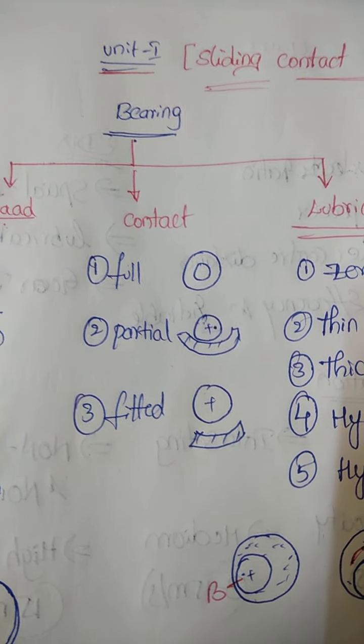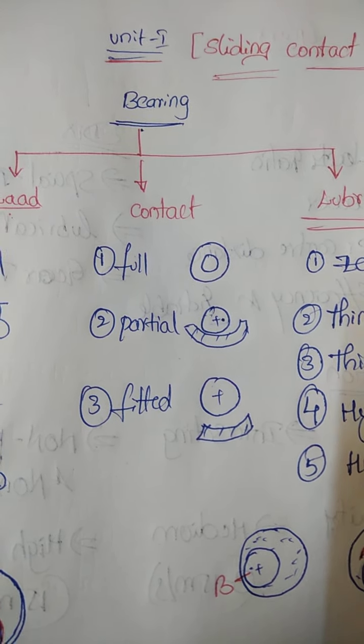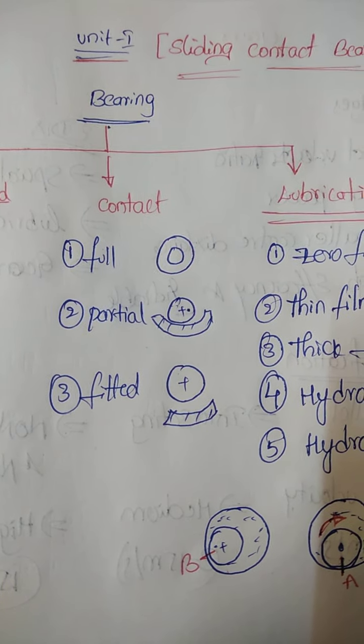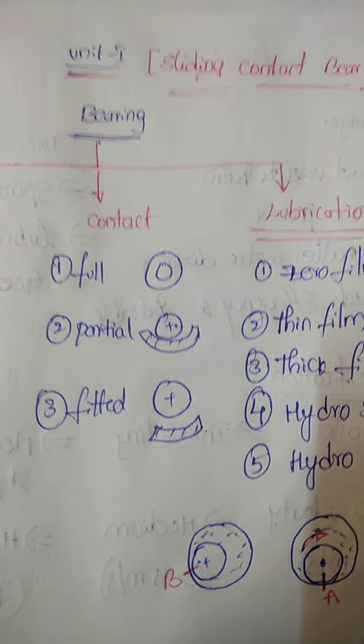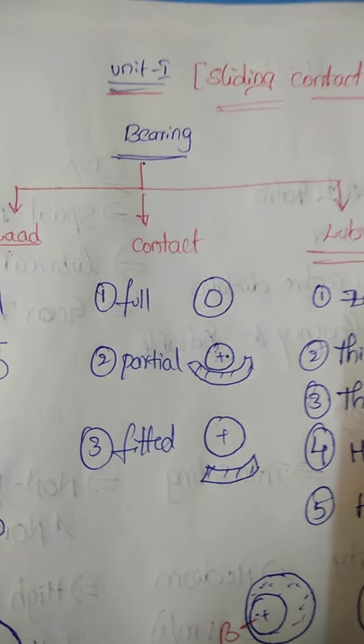This is a revision class for the DMM2. In DMM2 we have 5 units. The first one is sliding contact bearing. The second unit is rolling contact bearing. The third one is internal combustion engines. The fourth one is power transmission systems. And the fifth one is gear design. In today's class we will go for unit 1, that is sliding contact bearing.